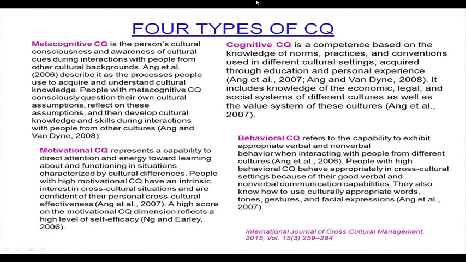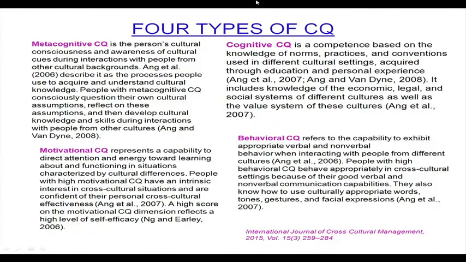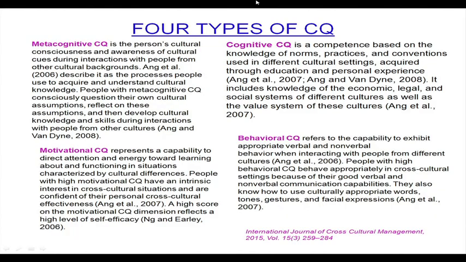However, there are two other quotients, what we call cultural quotient, related to the motivational domain and behavioral domain. The motivational domain represents one's capability to direct attention and energy towards learning about and functioning in a situation characterized by cultural differences. People with high motivational cultural quotients have an intrinsic interest in cross-cultural situations and are confident of their personal cross-cultural effectiveness. Therefore, people who are high in their motivational cultural quotients are likely to adapt to other cultures very fast. They will be more effective in other cultures. They will easily learn the cultural patterns of behavior in a different country. So this will facilitate their cross-cultural effectiveness.